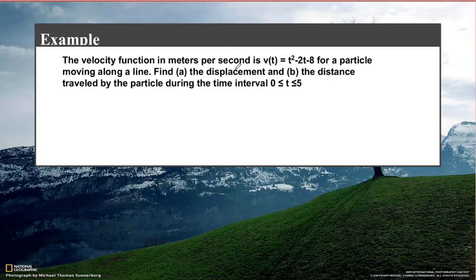Here we have a velocity function for some particle in meters per second given by t squared minus 2t minus 8. Now again, it's moving along a straight line. So we want to do two things. I want to find the displacement, and I want to find the distance traveled by the particle. Now at first glance, that might sound like the same question, but I'll explain why that's not the case. Sometimes they're the same, but sometimes they're not.